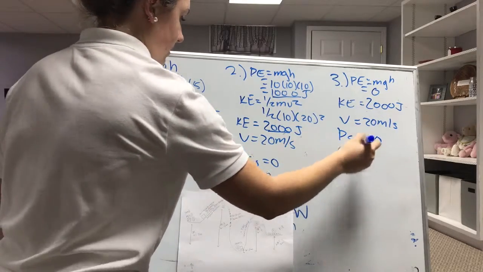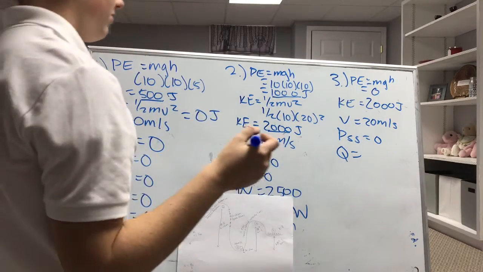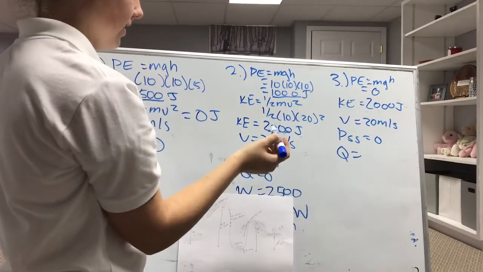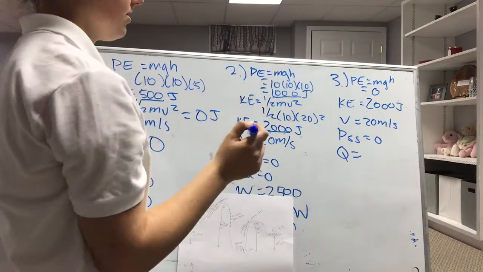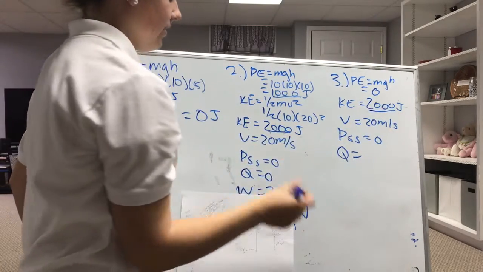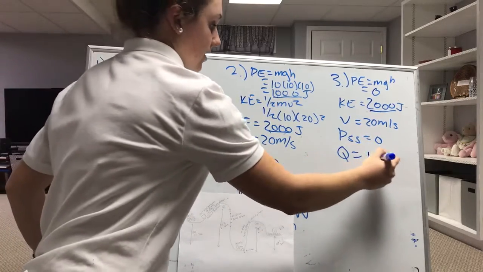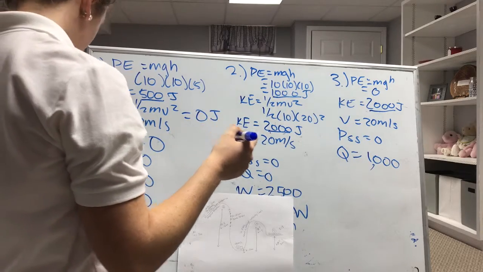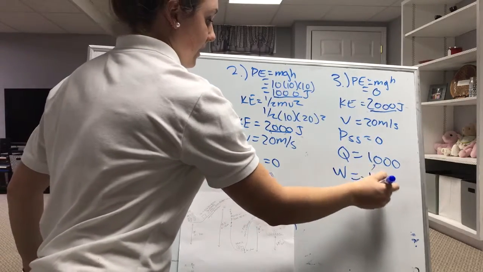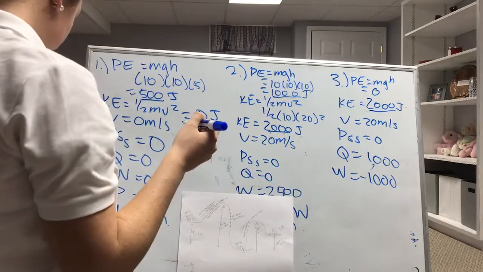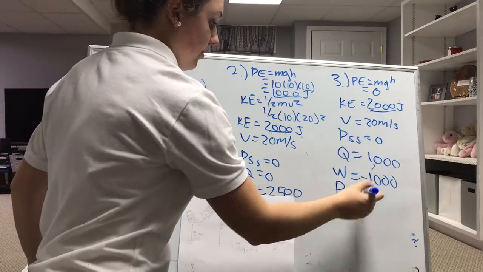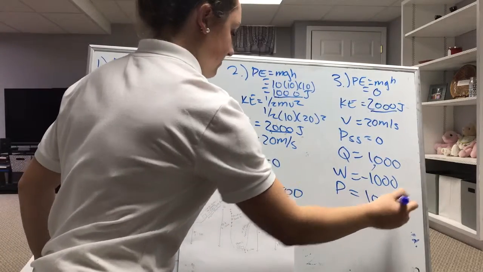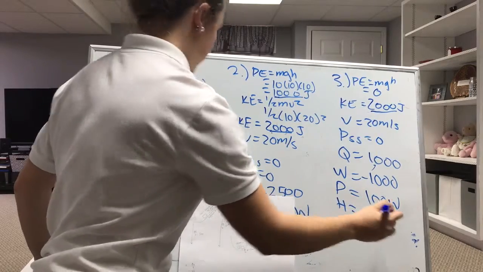Internal energy, since we do have friction, is going to be the difference in the kinetic energy plus potential energy here and the kinetic energy there. 2,000 plus 1,000 is 3,000. Here we have 2,000. Therefore, 3,000 minus 2,000, 1,000, my bad, 1,000. The work is equal to negative 1,000, opposite the internal energy. And the power, work divided by time, which we are given 10 seconds, is equal to 100 watts. Again, our height is equal to 0 meters.